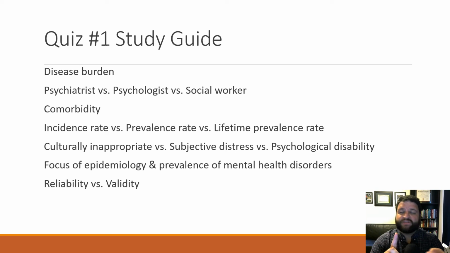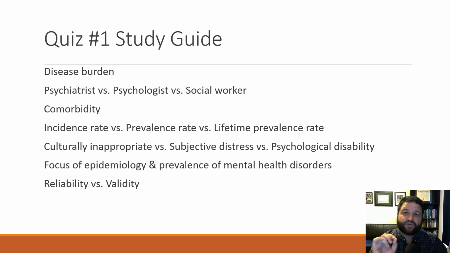So I want you to know what disease burden is. What does that term refer to? Why is it important to have this calculation? And how is it calculated? What factors go into determining the degree of disease burden? I want you to know the difference between a psychiatrist, a psychologist, and a social worker. So we have differences as it relates to levels of education and then also professional responsibilities. Be able to distinguish between the three.